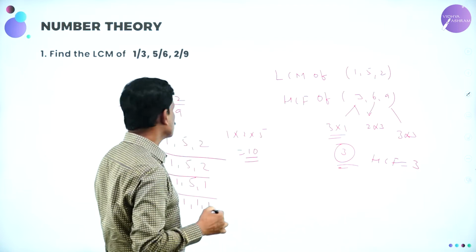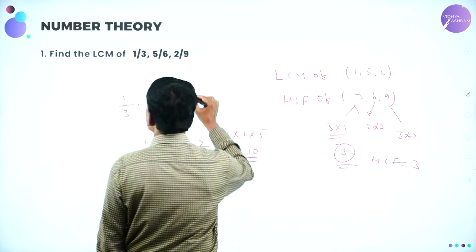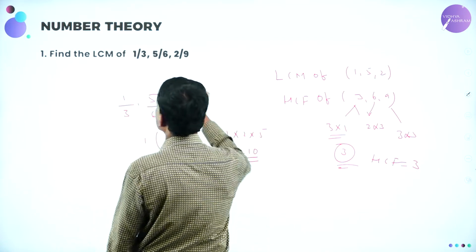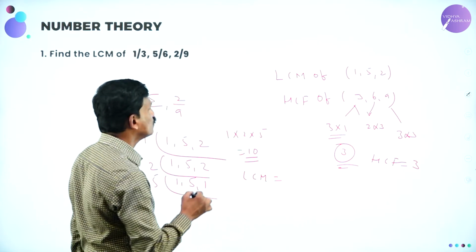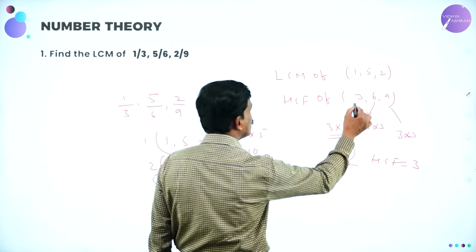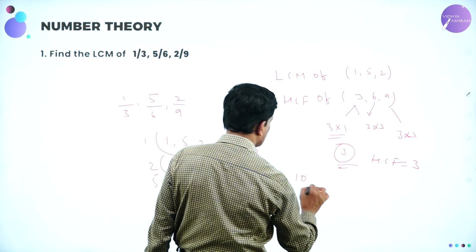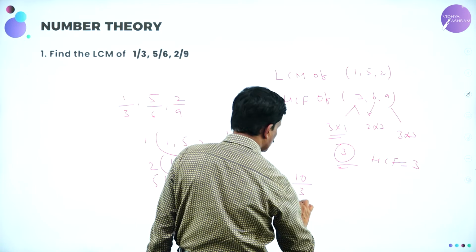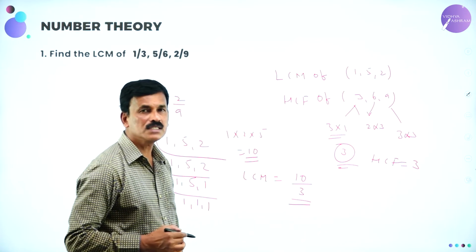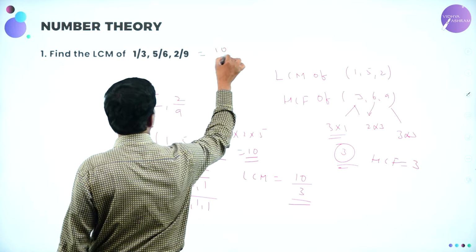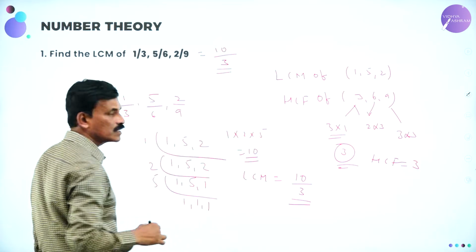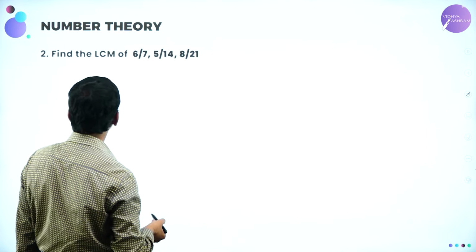HCF of 3, 6, 9. So what is the formula? Therefore, the LCM of the given numbers is equal to the LCM of numerators, which is 10, divided by the HCF of the denominators, which is 3. 10 by 3 is the required answer. So therefore, the LCM of this is equal to 10 divided by 3. That's it. Okay. Now let us take a similar type problem.